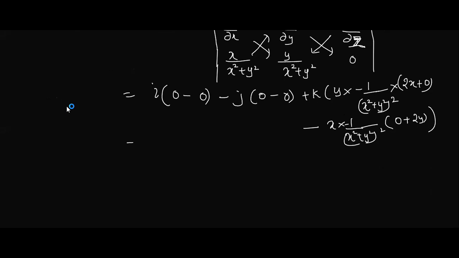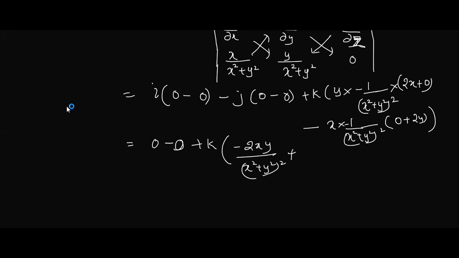Now somehow the coefficients of i and j are 0, not to worry. Now we'll see. This is 0 minus 0, you can say, plus k into bracket. You can observe here, this is nothing but minus 2xy upon x square plus y square the whole square, correct? I multiplied it, nothing much. Here you have a minus and there is a minus. So minus into minus is plus.